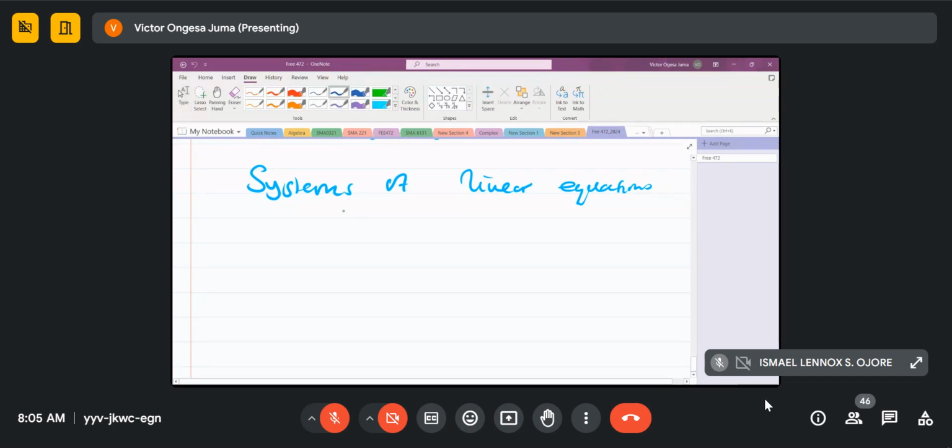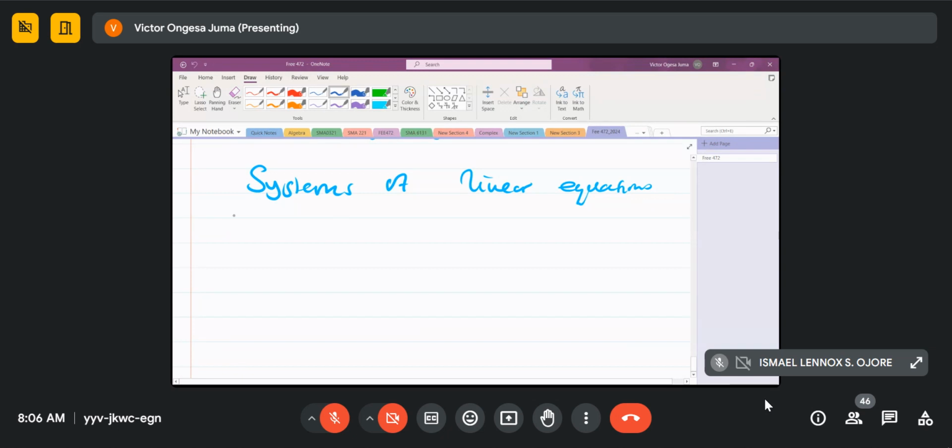So when we solve systems of linear equations, I am going to look at two main methods. We look at direct methods for solving systems of linear equations, and also look at iterative methods.